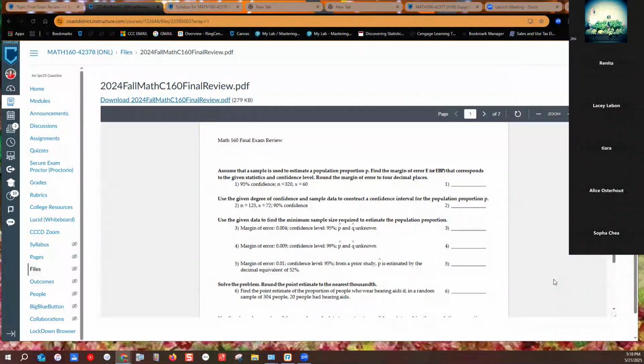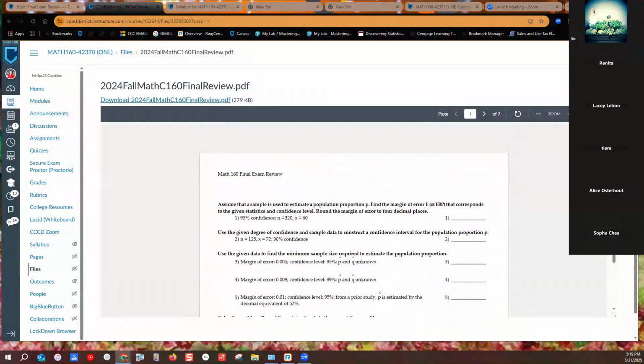Okay. Number one, right? So number one is a confidence interval problem. A sample is used to estimate the population proportion, p. Find the margin of error. We try to find the error that corresponds to the statistic and the confidence level. 95% confidence and sample size is 320. To do this problem, we have two ways. One way is applying the algebra formula, and the other way you can do with your graphing calculator as well. Usually I just use my graphing calculator. That way you don't need to plug in the algebra formula at all.